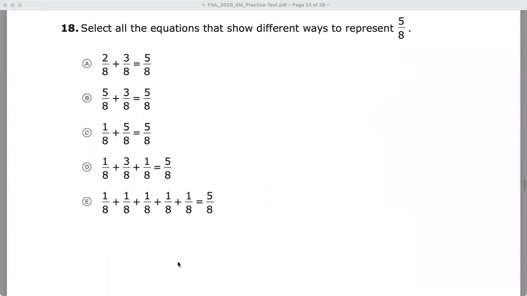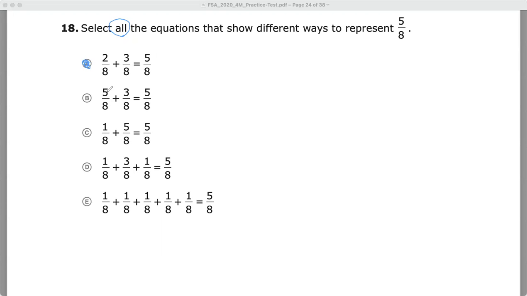Okay, so this problem says select all, meaning there's going to be more than one correct answer. Select all the equations that show different ways to represent 5/8. A says 2/8 plus 3/8 equals 5/8. 2 plus 3 equals 5. That is true.